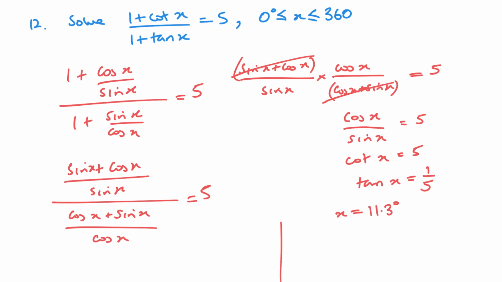Okay, then go into my CAST method. It's positive tan, so here and here. So 11.3 degrees, and 180 plus that will give me 191.3 degrees. And this way now I've got my two correct solutions without any potential errors creeping in there, and it was also, I would say, a little bit quicker, I thought myself.